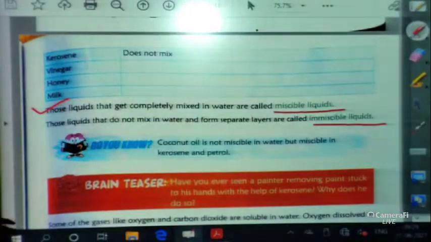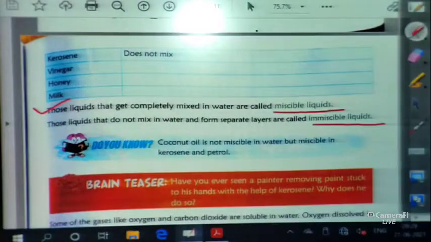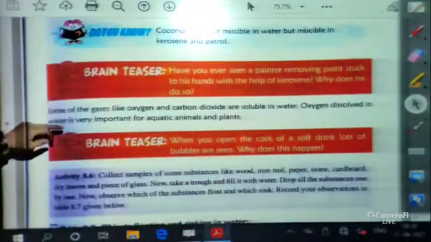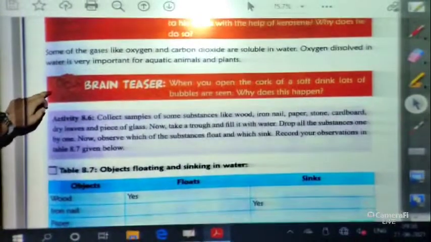So students, these terms can easily come in your examination, like differentiate between miscible liquids and immiscible liquids, differentiate between soft material and hard material. So these kind of things can easily come in your examinations. So you have to prepare the terminologies very well.